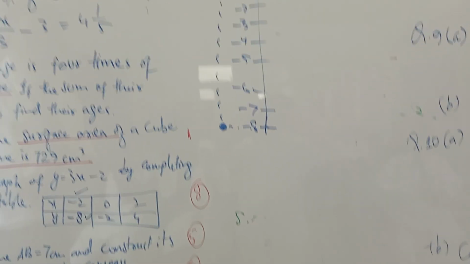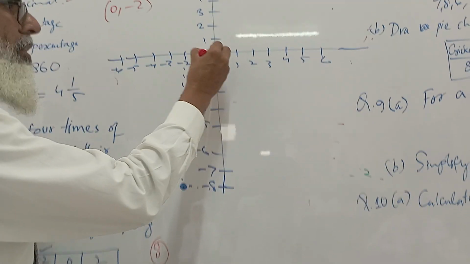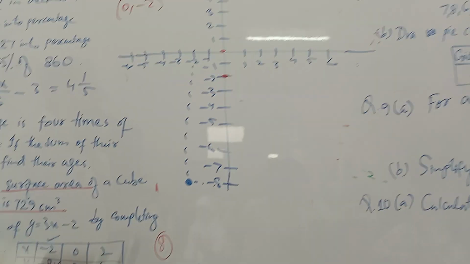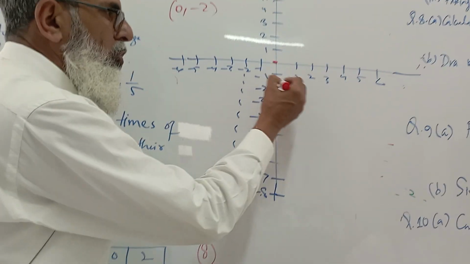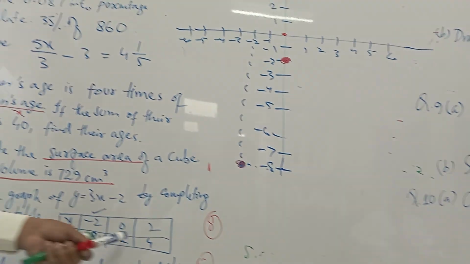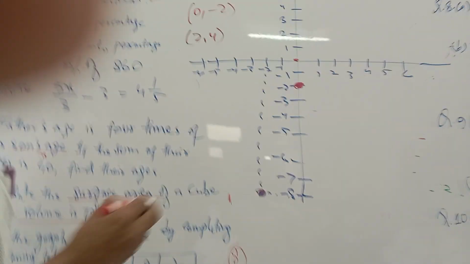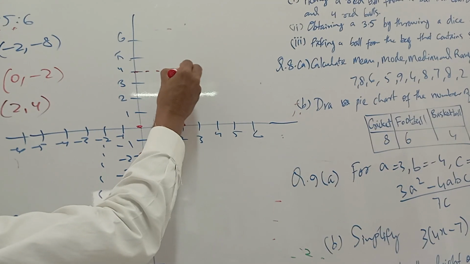Okay. Now what's the second point? 0, minus 2. X is 0, but y is minus 2, so this is the point, because we know that this is 0, 0. So this is the second point. We now have 2 points. Now the third point is 2 comma 4, so x is 2 and y is 4.